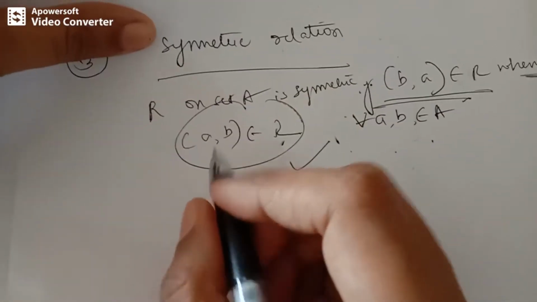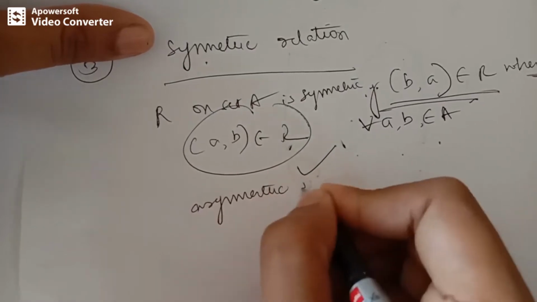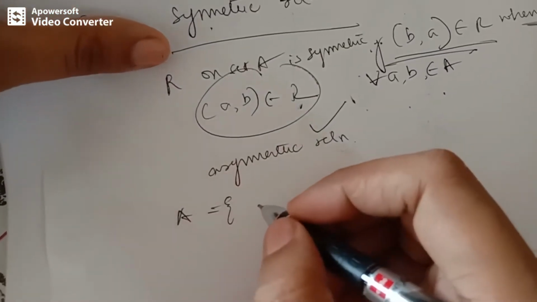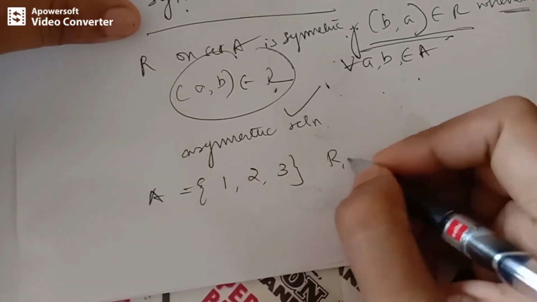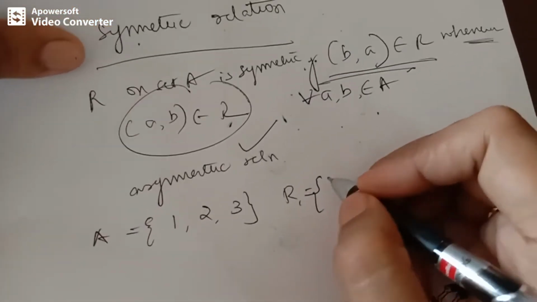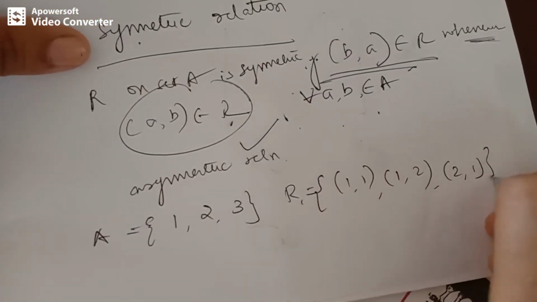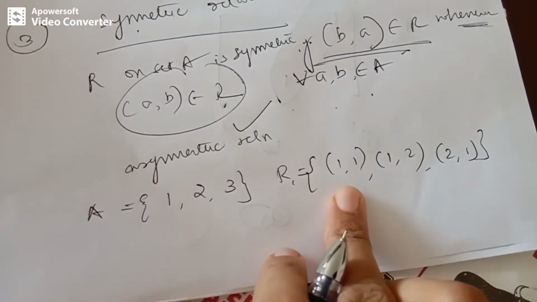A relation which is not symmetric, we call it an asymmetric relation. Let's take an example. If I have the set consisting of these elements and let me define a relation R1 here: 1 comma 1, 1 comma 2 and 2 comma 1, let's say. So now judge whether this is symmetric.